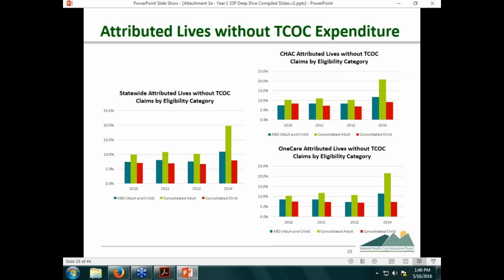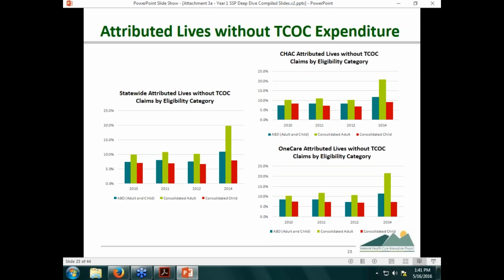Again, we've got the statewide figure on the left, and then the CHAC and OneCare figures on the right. And again, we're seeing pretty similar patterns across all three, where for the most part, the adult and child populations are fairly stable across the 2010, 11, and 12 baseline years in terms of numbers of individuals or proportions of individuals who aren't utilizing services.